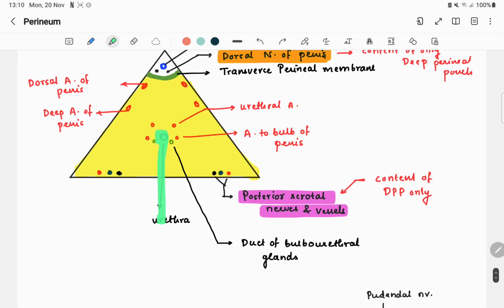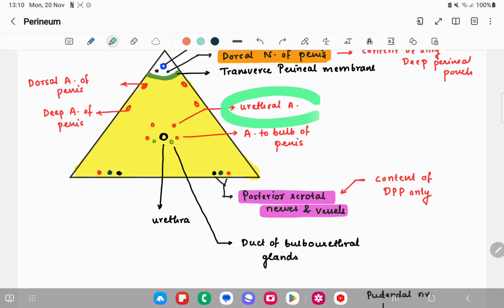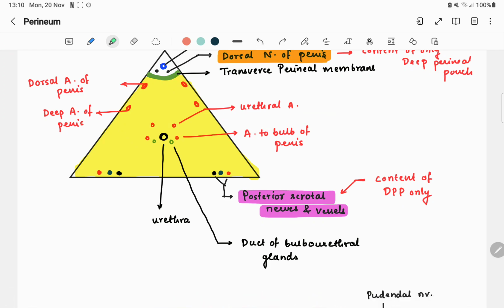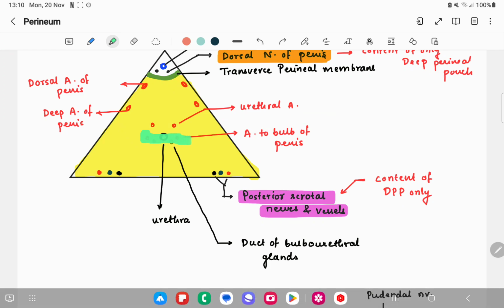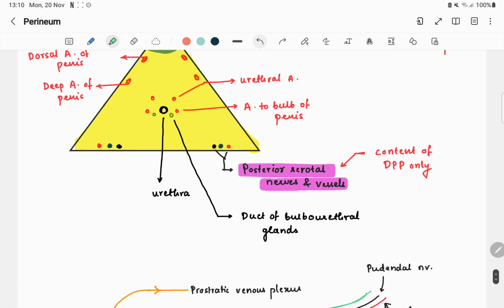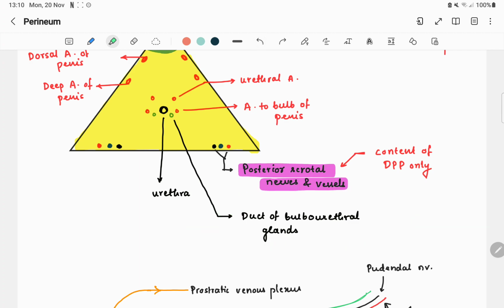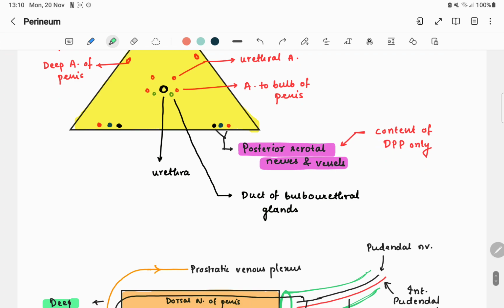You have the urethral opening here, and the urethral artery just above your urethra. The artery to the bulb of the penis is present in this part, and the ducts of your bulbourethral glands, or Cowper's glands, are present in this part. It is also pierced by three structures, a nerve, artery and vein: the posterior scrotal nerve, artery and vein, which are contents of the deep perineal pouch.